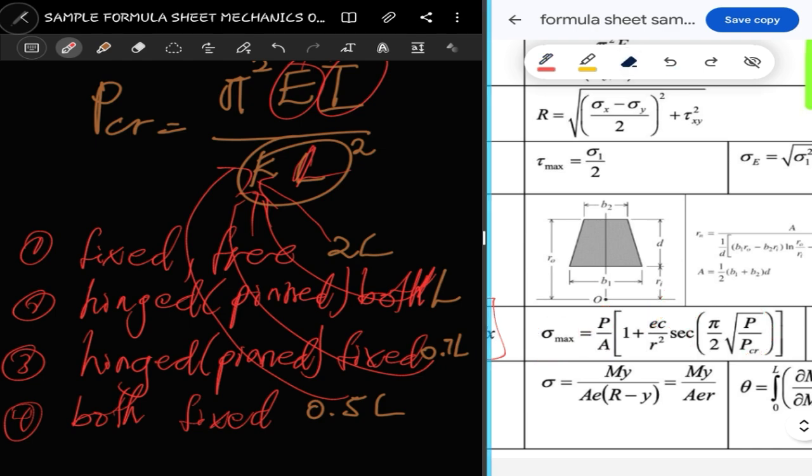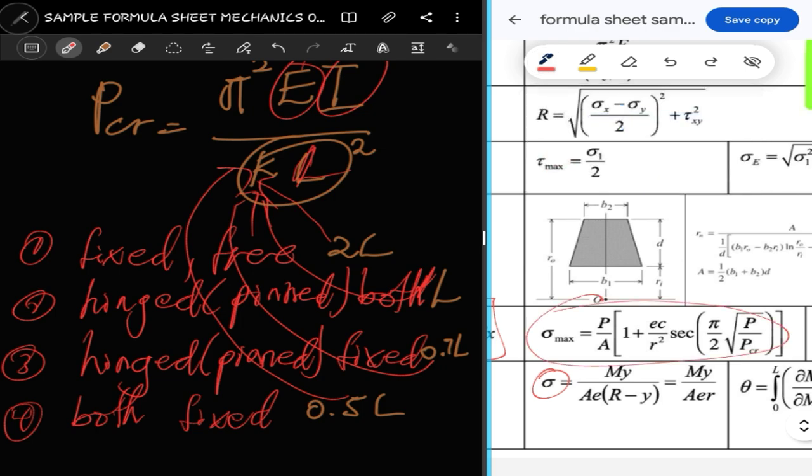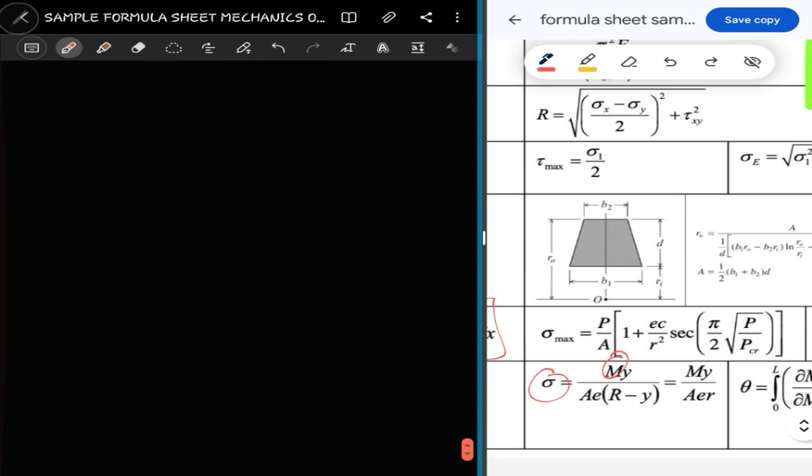The next one we are seeing right below is the stress for a curved beam. So this one right here, as we were saying, is for a centrically loaded column, but this one here is for a curved beam. This is the moment. This basically has a common form. We have it to be this way.